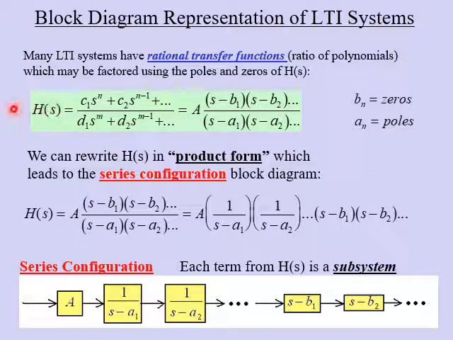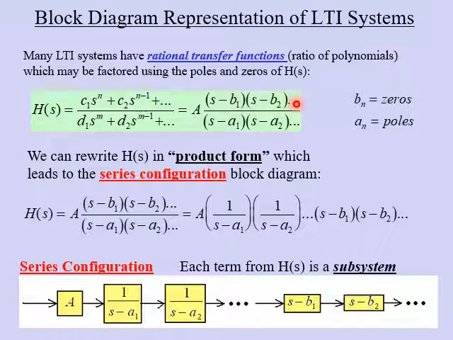So we've seen before that many LTI systems have rational transfer functions. That means the transfer function H(s) is a ratio of polynomials in s. So for example, look at this one here. We have some sort of polynomial in s for the numerator. We have another polynomial in s as the denominator. And we can factor both the numerator and denominator.